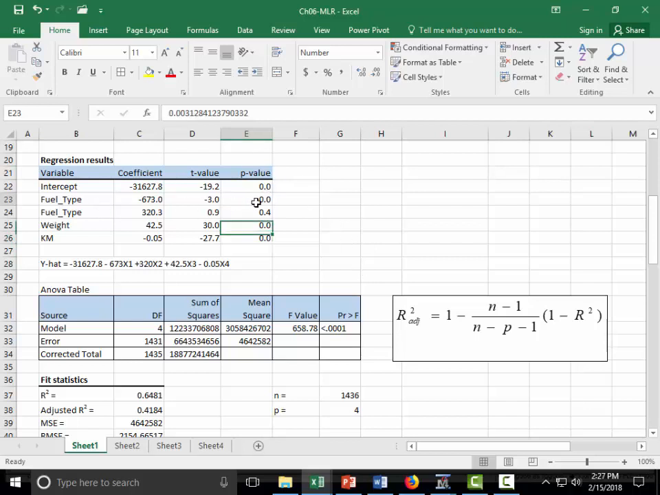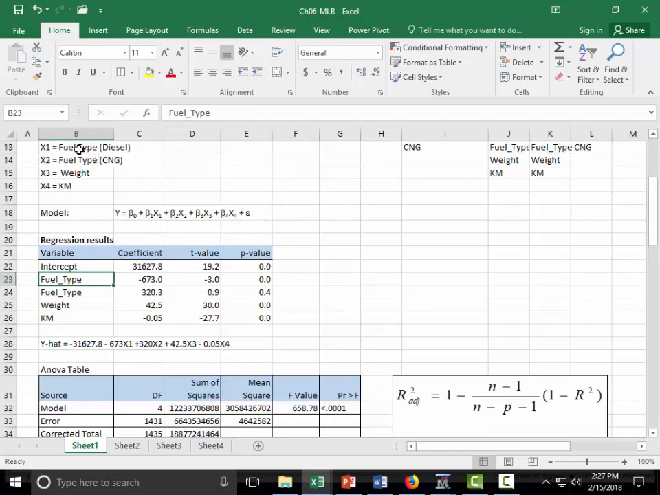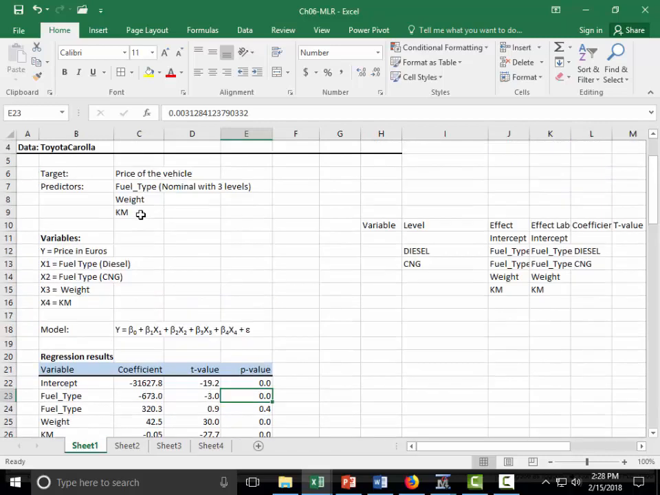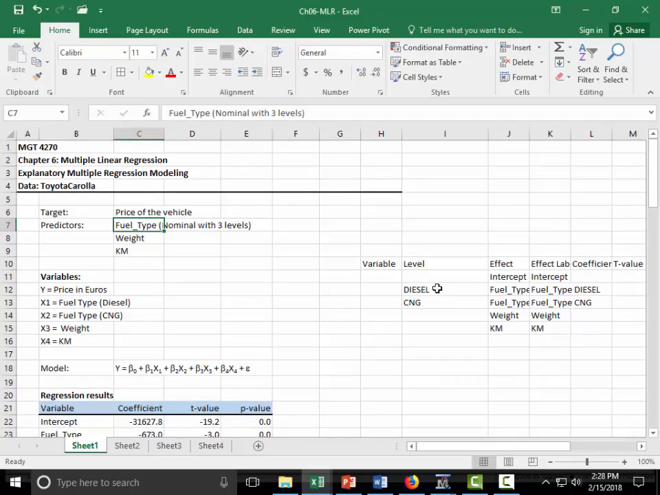But when it comes to fuel type, you see the first one I think is diesel, the second one is CNG. So what does this mean? Does this mean that fuel type diesel is significant and CNG is not significant? In which case would you throw CNG out and keep only diesel? But how can you do that? Because they both come from a single variable called fuel type. So you either keep fuel type in or you throw fuel type out. You cannot say, I'm going to keep fuel type diesel, but I'll throw the CNG out.